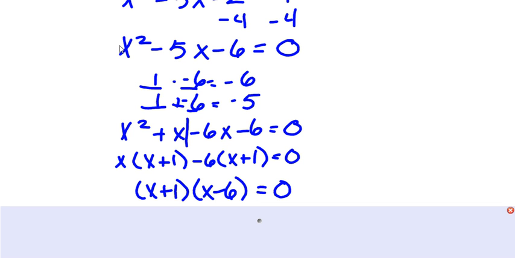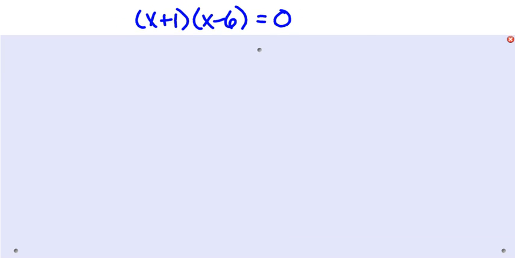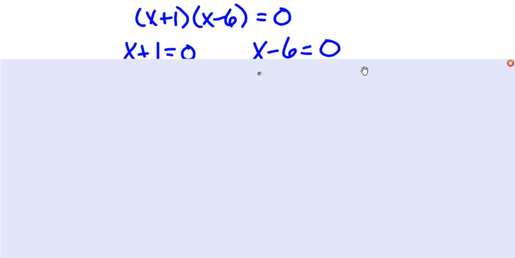Again, if you can go from the quadratic equation to the factored form without doing the steps in between, that's fine and you're good to go. Now remember, this is not solved yet. We are multiplying these two items to end up with an answer of 0. That means one of those two items must equal 0. So we have to set each one equal to 0 and see what values for x make that true. Well, if x plus 1 equals 0, the value of x that makes that true is negative 1. And if x minus 6 equals 0, the value of x that makes that true is 6.